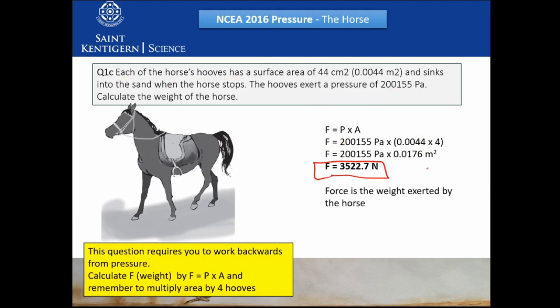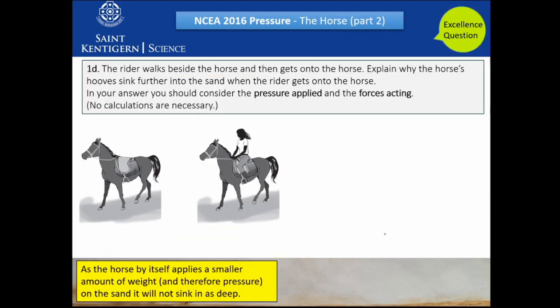And you can see there, they said when a rider walks next to it, the horse sinks in a certain amount, and then the rider gets on. So it's exactly the same as the other questions. You need to say that the mass increases of this whole system, and because the mass increases, the weight force increases. And if the weight force increases, it increases the pressure. And if the pressure increases, it sinks further into the soft sand.